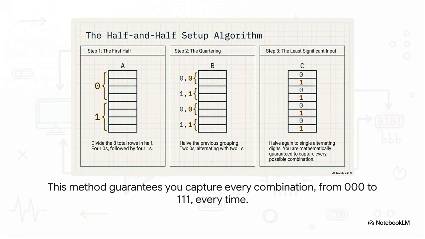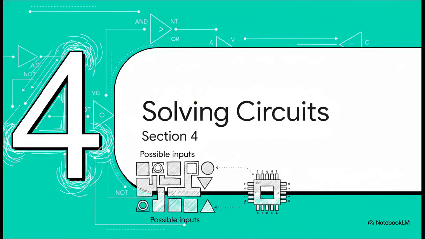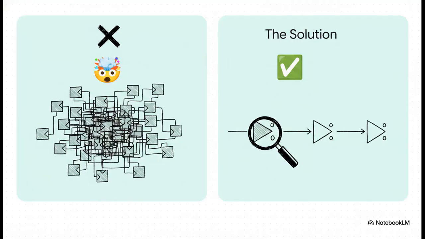This systematic approach is the bedrock for solving our circuit. Let's see how this works. Now that we have all our possible inputs mapped out, we can finally start to tackle the logic circuit itself. And the key here is not to let it overwhelm you. You know, the biggest mistake people make is trying to solve the whole thing at once in their head. The real solution is to divide and conquer. We're just going to solve one little piece of the puzzle at a time, and that makes the whole process way easier and way less likely to have errors.